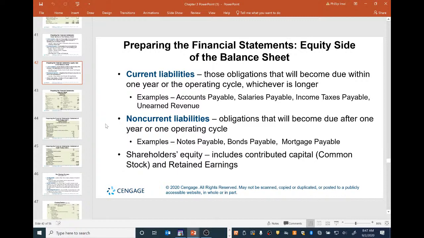Shareholders' equity includes contributed capital, common stock, and retained earnings. Okay, so there are a few more components there, but for now, let's just show contributed capital. What do we mean by contributed capital? Right, that owners are putting in, right? So like contributed capital, maybe they're just putting money in. Most likely contributed capital is coming in the form of purchasing stock, right?